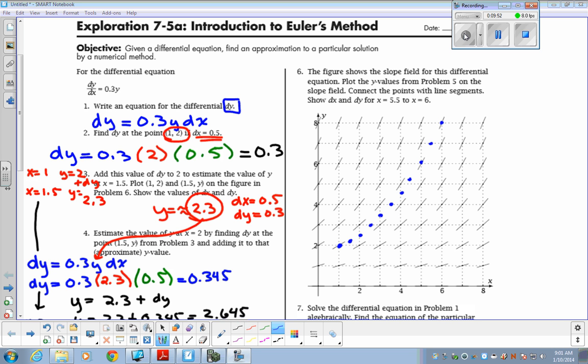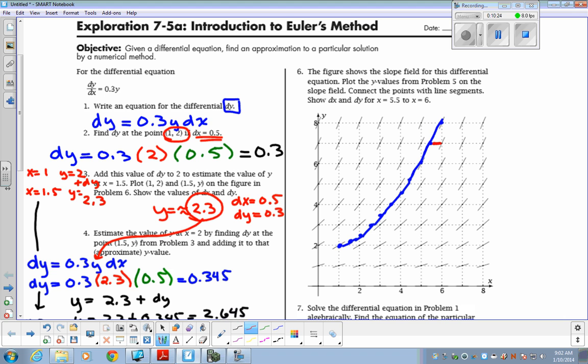And then it says connect the points with line segments and show dx and dy for certain points. Eventually what we're going to do is not connect by line segments. We're going to connect by creating an actual curve. And I apologize, my alignment's not very good today. So here's a basic idea of what this curve would look like. And again, we're just sketching that in. And then they wanted to know what dx is at points 5.5 and 6.